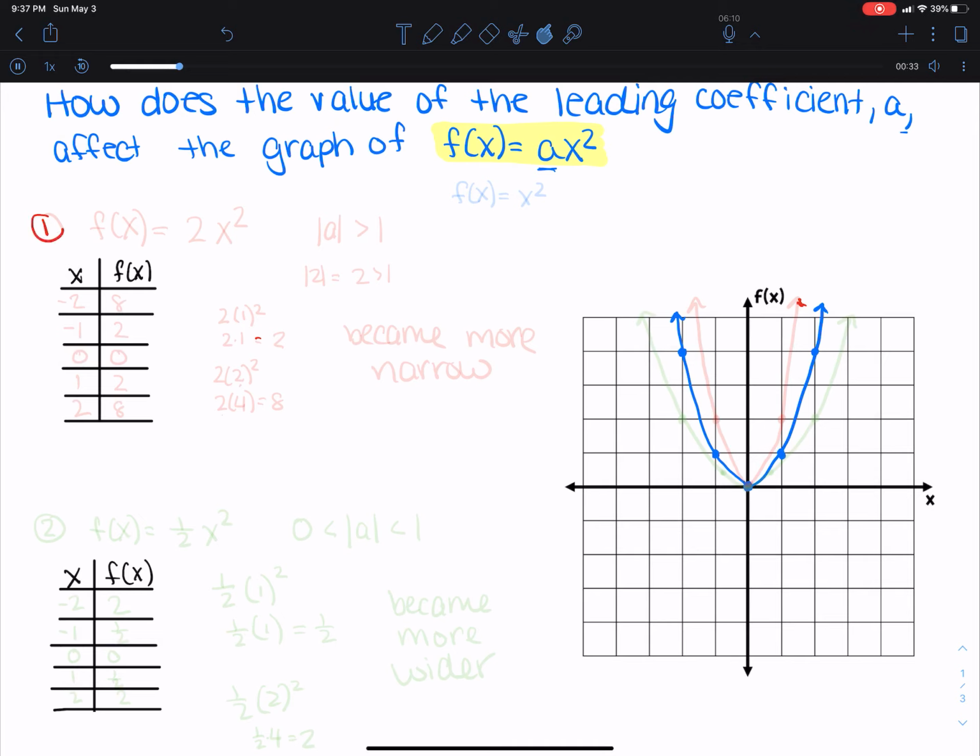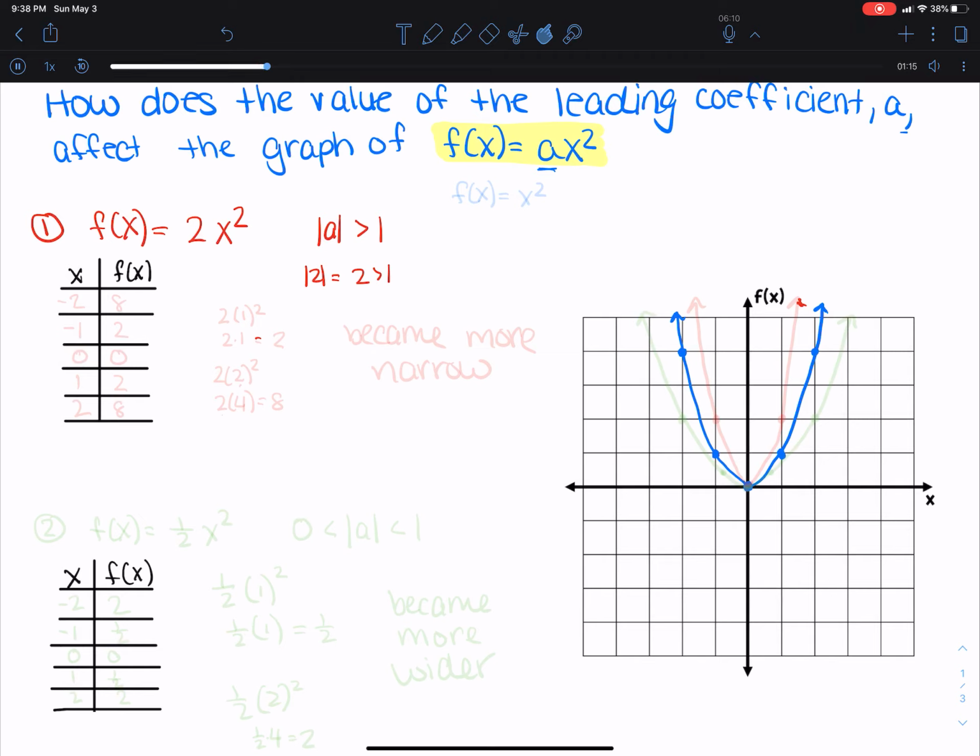Alright, so first we're going to look at f of x equals 2x squared. So we're going to look at what happens when the absolute value of a is greater than 1. So if a is equal to 2, and I find the absolute value of 2, well, 2 is just 2. Is 2 greater than 1? Yes. So we're checking when a is greater than 1.